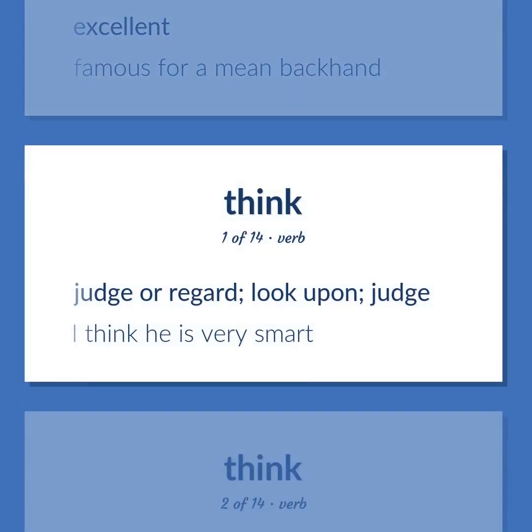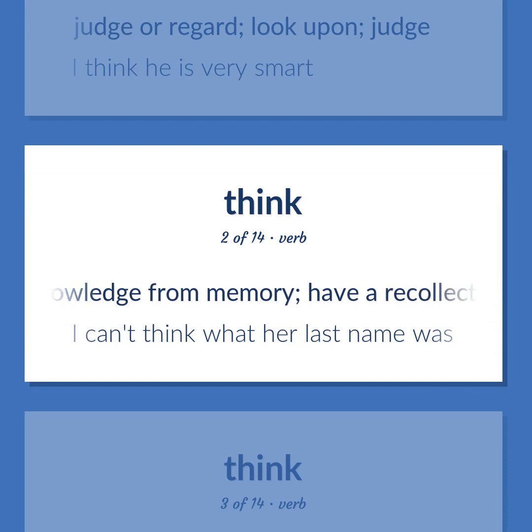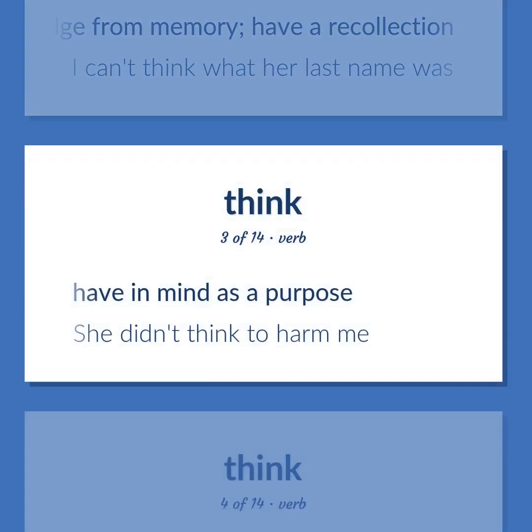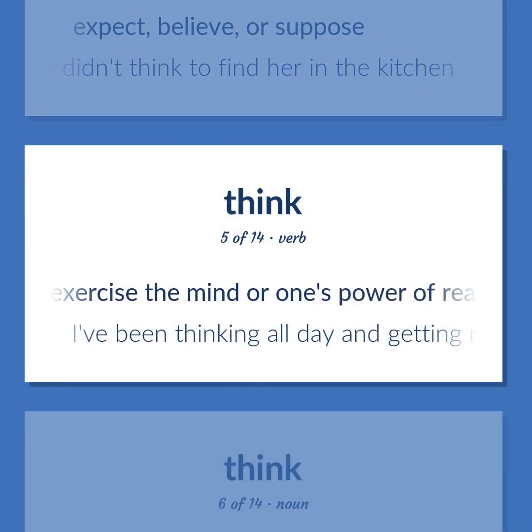Judge or regard. Look upon, judge. I think he is very smart. Recall knowledge from memory. Have a recollection. I can't think what her last name was. Have in mind as a purpose. She didn't think to harm me. Expect, believe, or suppose. He didn't think to find her in the kitchen. Use or exercise the mind or one's power of reason in order to make inferences, decisions, or arrive at a solution or judgments. I've been thinking all day and getting nowhere.